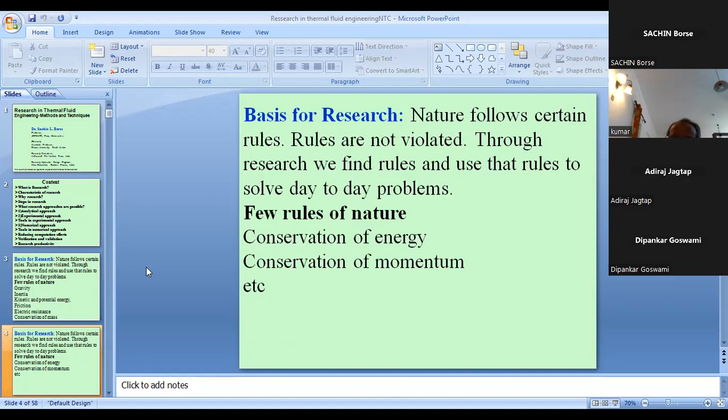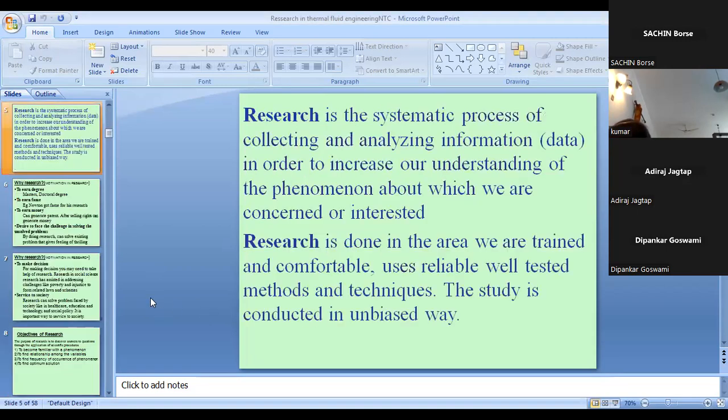As nature is following the rules, we can find out these rules and use them for the benefit of mankind. But suppose nature is not following rules, there is no use of research. Please understand. Research means what? We are searching it again. Now we'll go further.